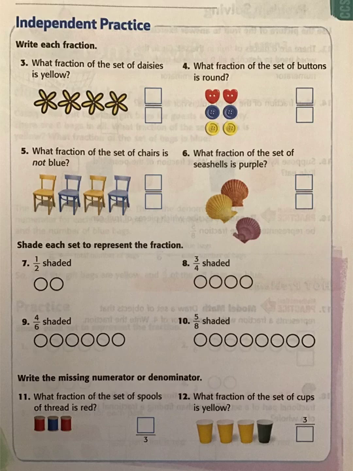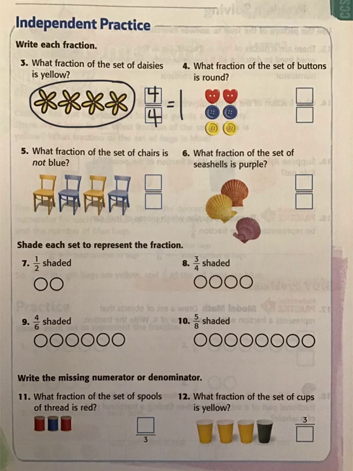Okay. Number 3. What fraction of the set of daisies is yellow? Well, it looks to me, we've got 1, 2, 3, 4 of them are yellow. So I'm going to write 4 out of the total of 4. Now remember what I said, when you see a fraction that is a number over itself, it's 1 whole, right? 4 out of 4 is 1 whole, the whole group or the whole unit.